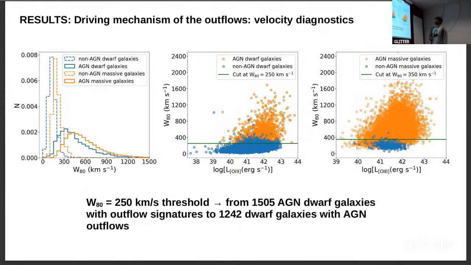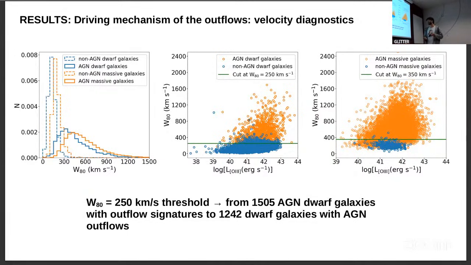And when comparing, we can see here that the AGN galaxies have a tail towards the higher outflow velocity. And when comparing the outflow velocity against the [OIII] luminosity, we see a clear two-distribution for the non-AGN dwarf galaxies and the AGN dwarf galaxies. So we have applied a parametric cut in the outflow velocity, W80, equal to 250 kilometers per second, to distinguish between the origin of the outflow.